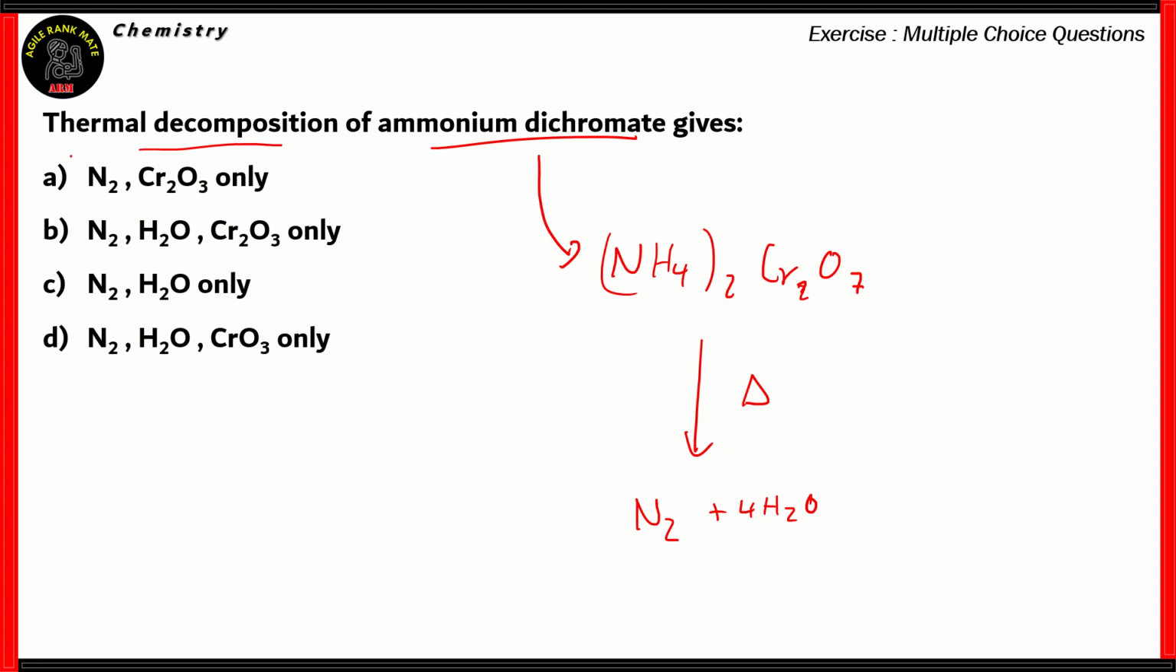Now what does that mean? It means we can discount option A, because in option A there is no mention of water as a product. So therefore option A is incorrect. Now if you look at the reactant side, we've taken N2 and water out of it, we still have Cr2O3 left. So that means N2 and H2O only are not the products. So option C is also incorrect.